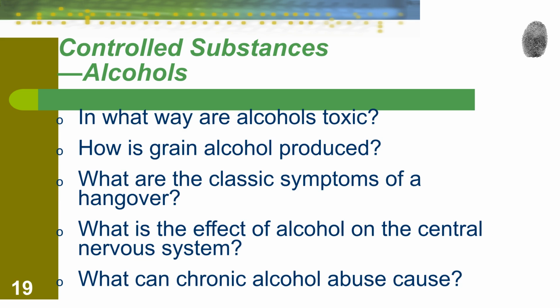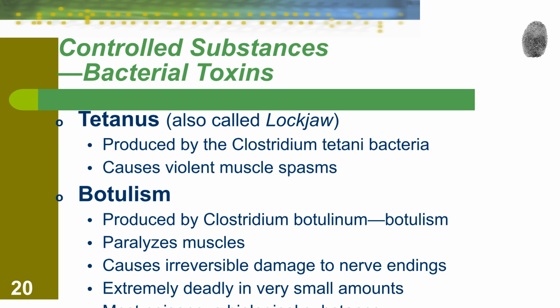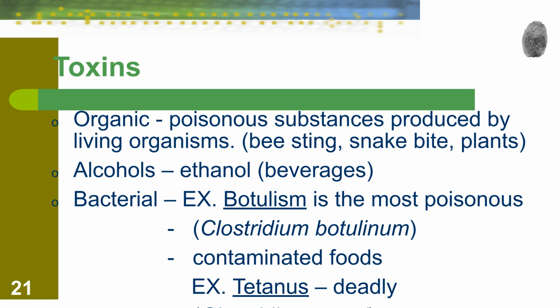Alcohols, particularly grain alcohol, are depressants that affect the central nervous system. They are toxic, and chronic alcohol abuse can lead to severe health issues. Bacterial toxins include tetanus or lockjaw, which causes violent muscle spasms, and botulism, which paralyzes muscles. Botulism is considered the most poisonous biological substance. Toxins can be organic, produced by living organisms, or bacterial, such as botulism and tetanus. Contaminated foods can cause botulism.